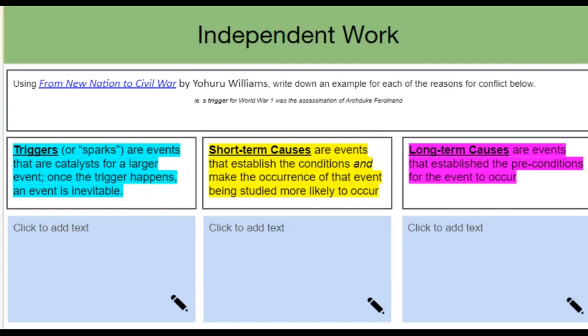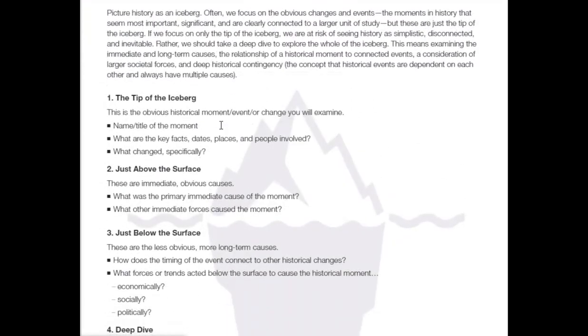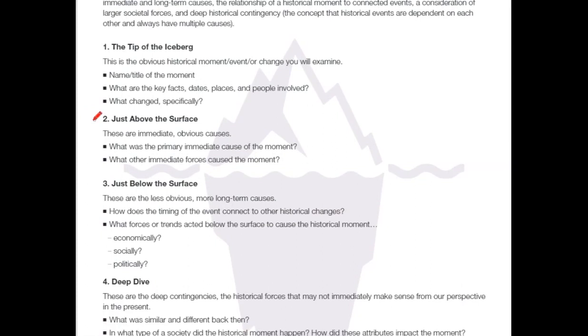Now, today, what you're going to look at in this clip, although you may have just watched it 2 minutes ago, is some independent work, which I'm going to model for you first, on looking for triggers, short-term causes, and long-term causes. And remember, that's because we're going to work with the causation tool. The trigger is the tip of the iceberg, just above the surface is the short-term causes, just below the surface is the long-term causes, and then we're going to take a deeper dive today.